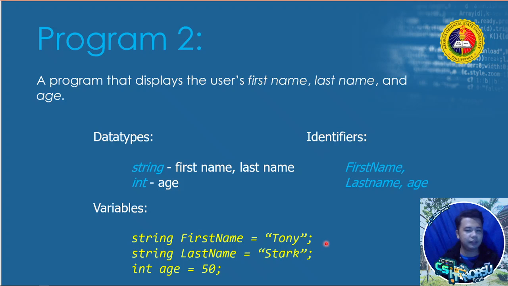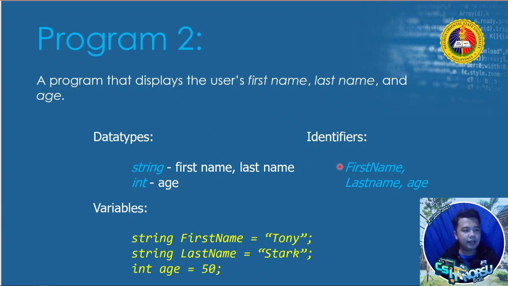Okay, another example: a program that displays the user's first name, last name, and age. We have three data now, so we have first name, last name, and age. Therefore, we will expect that we will have three variables. Since first name is, again, groups of letters or words, we will use string data type, the same with last name. However, since age is a number with no decimal or fraction, we will define it as integer. So we have data types now, string for first name and last name, int for age.